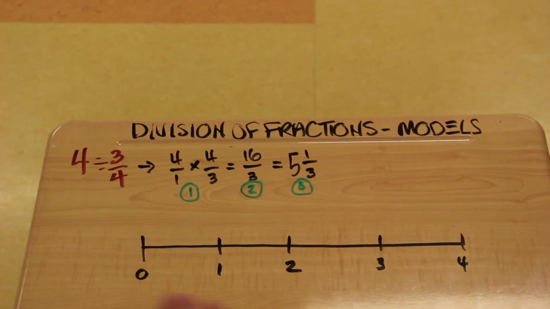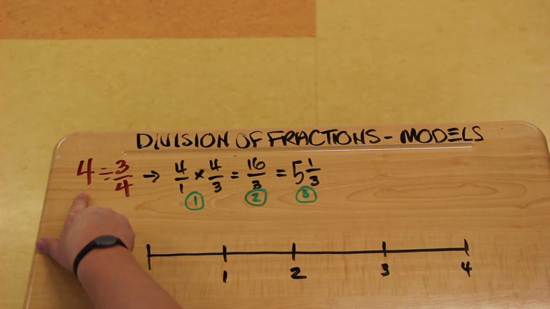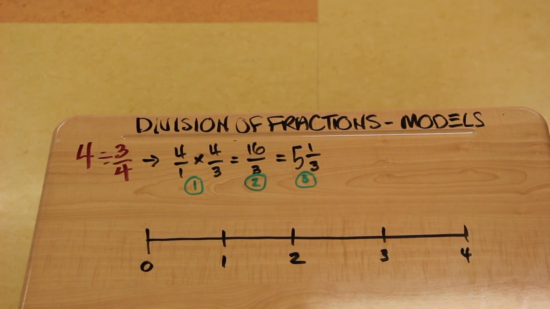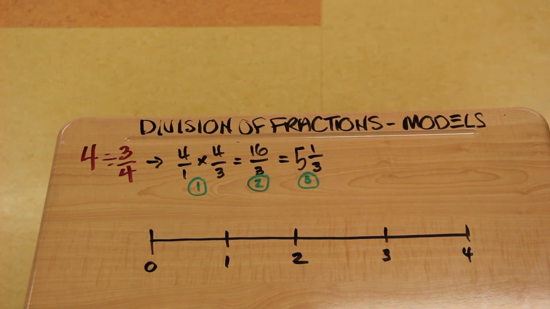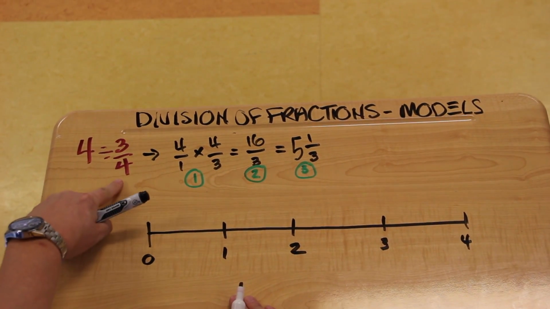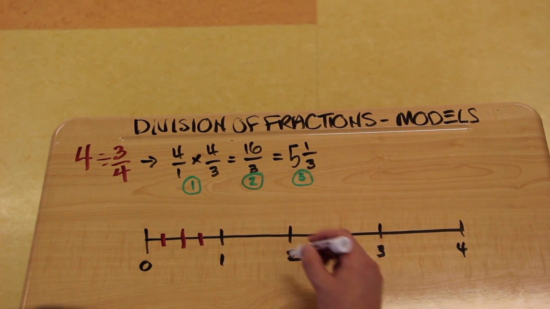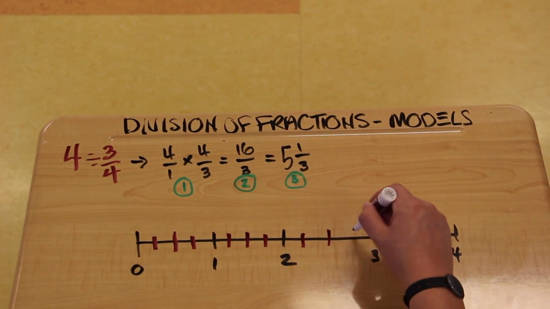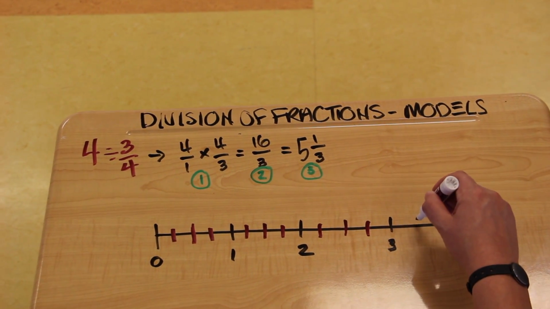Okay, so now on to the number line. I've just started by creating a number line here that represents my very first number in my equation. So that's 4 wholes, which are represented here. And I'm now going to find out how many 3/4 are in 4 wholes. In order to do that, I'm going to take each whole and I'm going to cut it into 4 pieces. So I'm going to cut this one into 4 pieces, this one into 4 pieces, this one into 4 pieces, and this last one here also into 4 pieces.